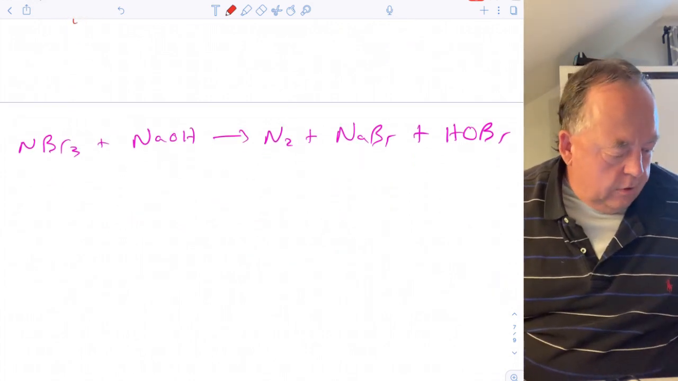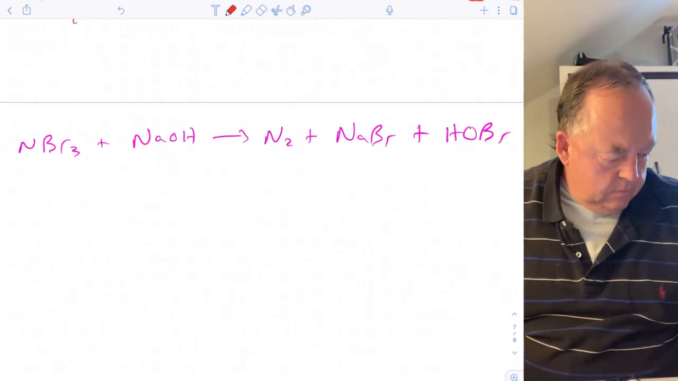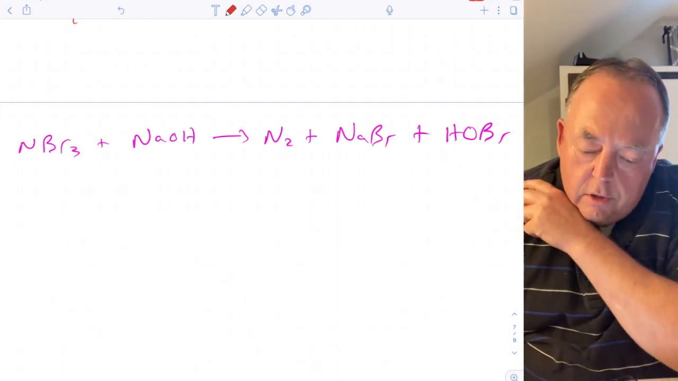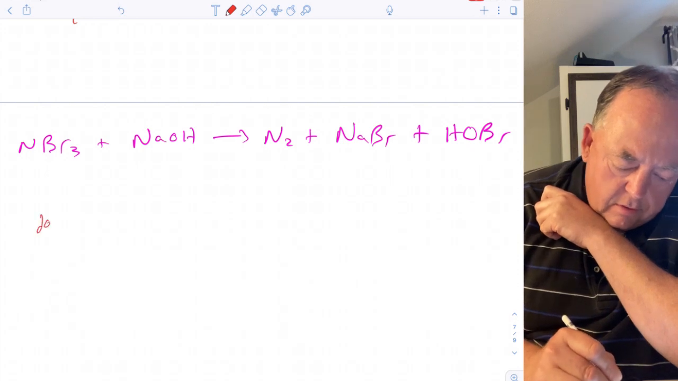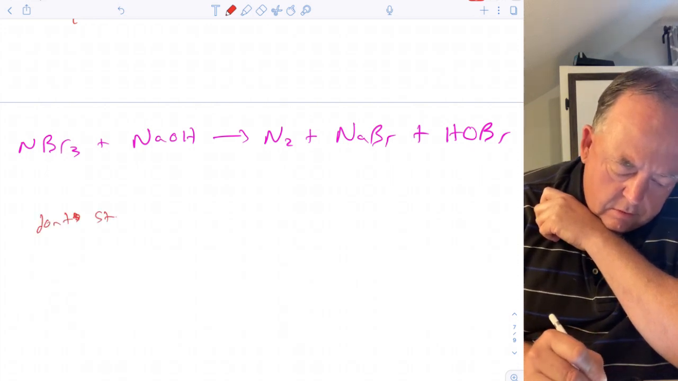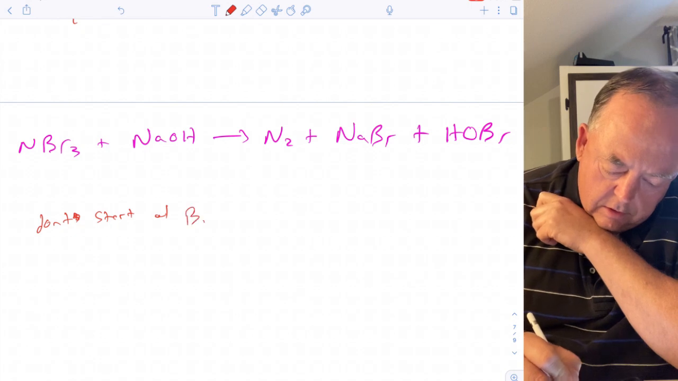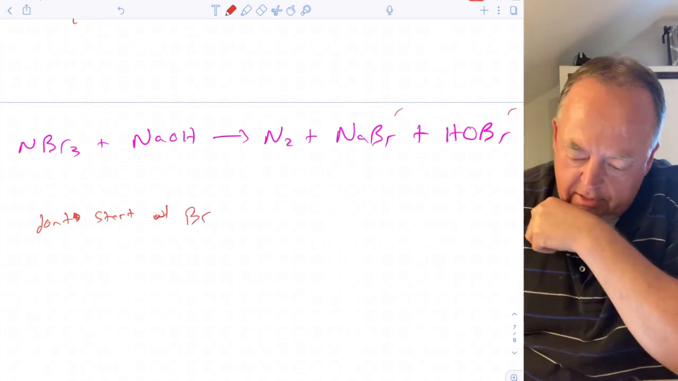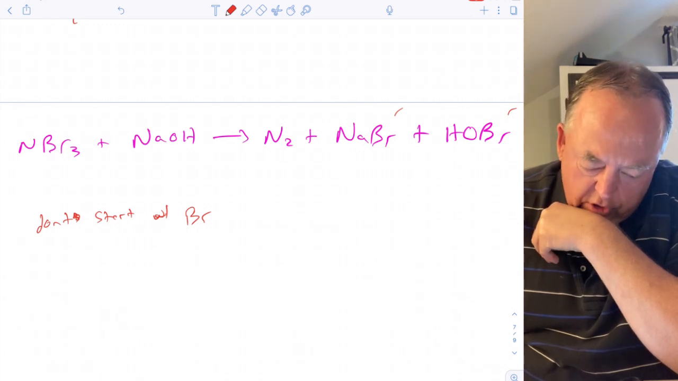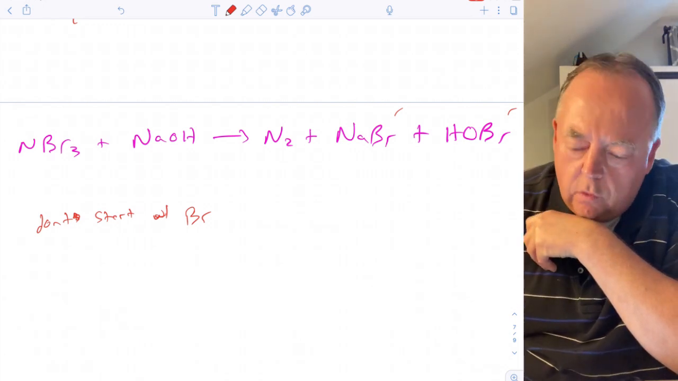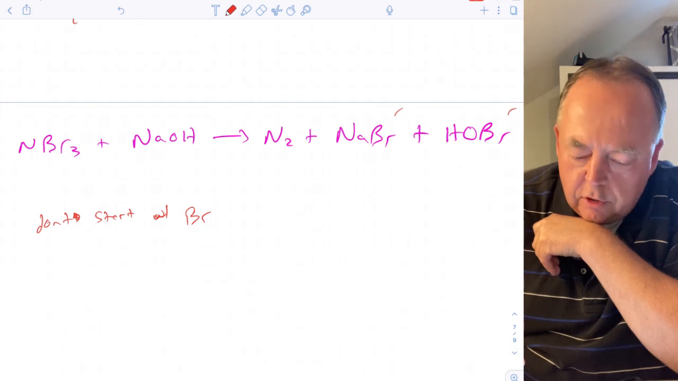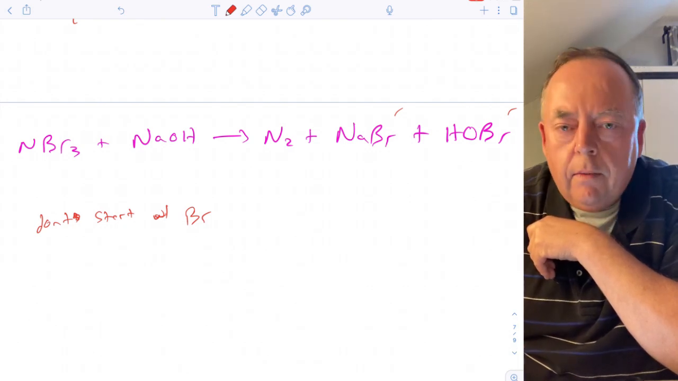Okay, let's take one more example. Okay, so what would we not want to start with? Don't start with bromine because it's in 2 places on the right. You could start with oxygen because it's in 1 place on the left and 1 place on the right. You could start with sodium because it's in 1 place on the left and 1 on the right. And you could start with nitrogen because it's in 1 place on the left and 1 place on the right.